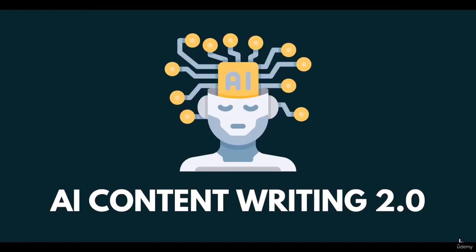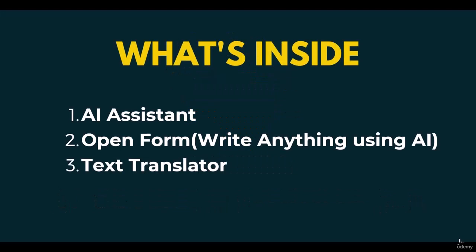After AI content writing 1.0, now we are at AI content writing 2.0, where we will be going with the content writing more in advanced and more professional. So let's just cover what's inside this section. First of all, I'll be talking about AI assistant, how it works, what are the use cases of AI assistant. Then I'll tell you about the most amazing thing, which is open form, where you can write anything using AI.